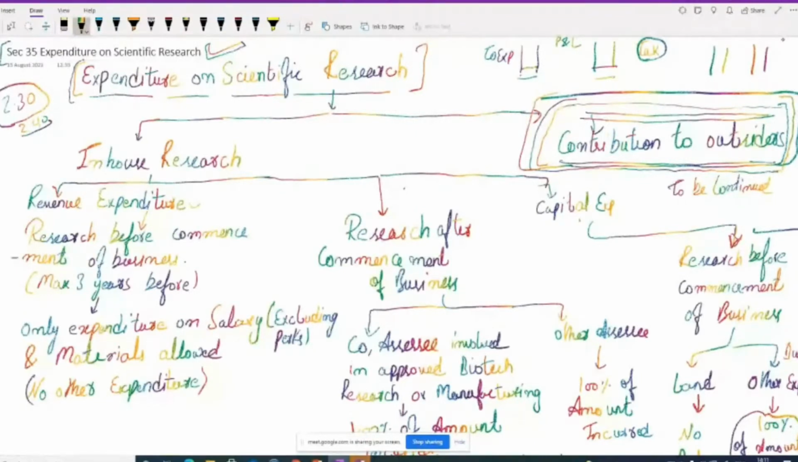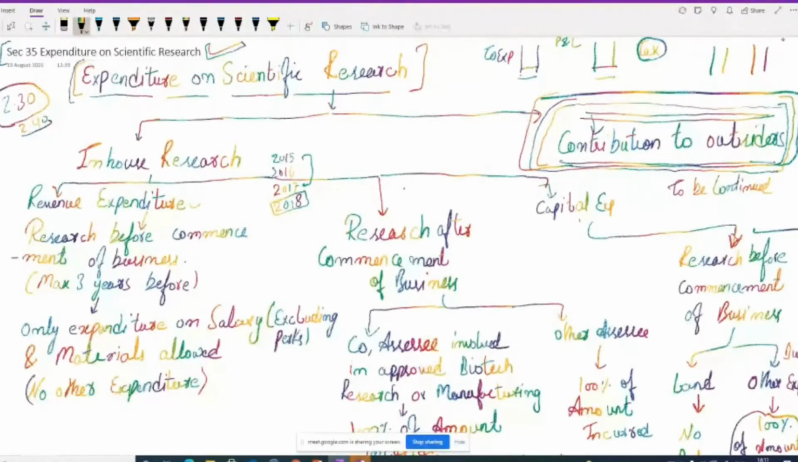So research before commencement of business, maximum what you can take as expense. For example, you started business in 2018. So you can take the expenditure of year 17, 16, 15, maximum 3 years before the start of business. Maximum 3 years you can take. If the company has started its operation in 2018, before that 3 years you can take.